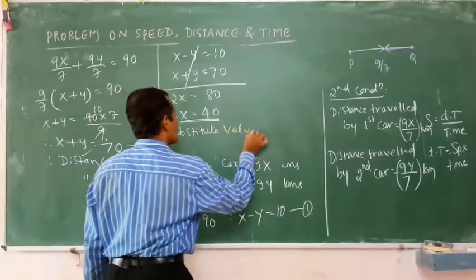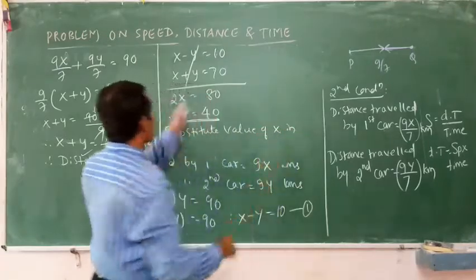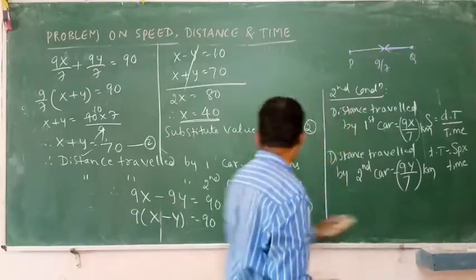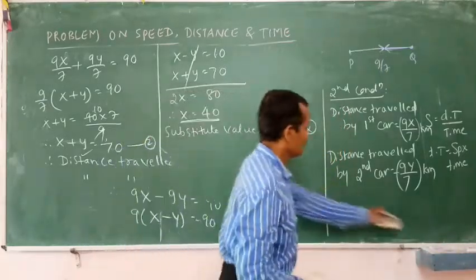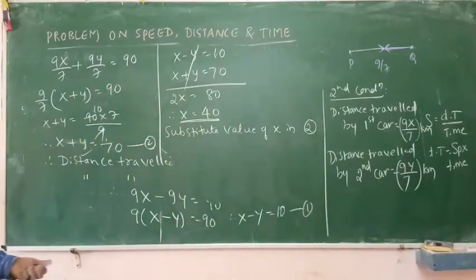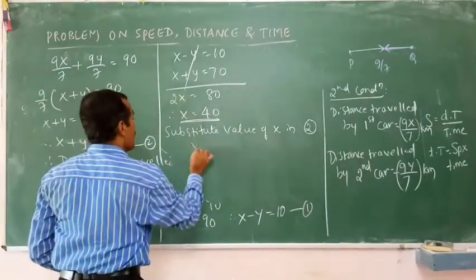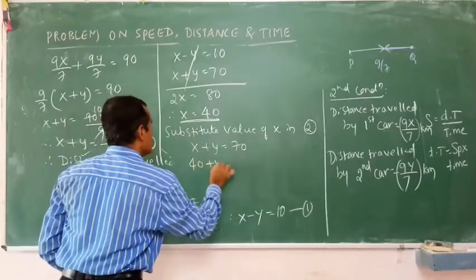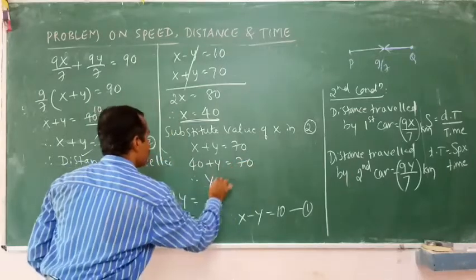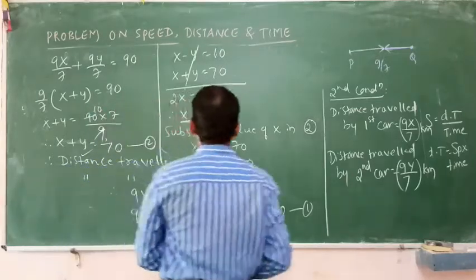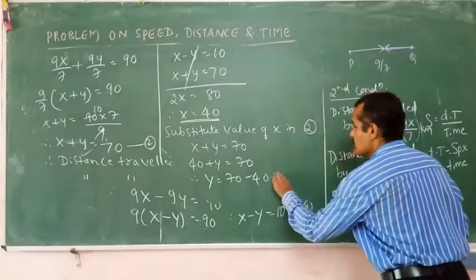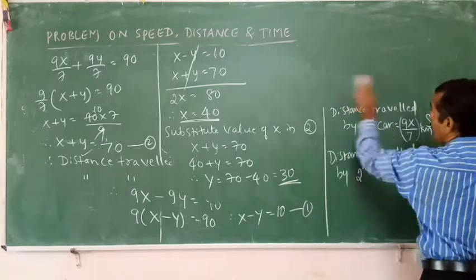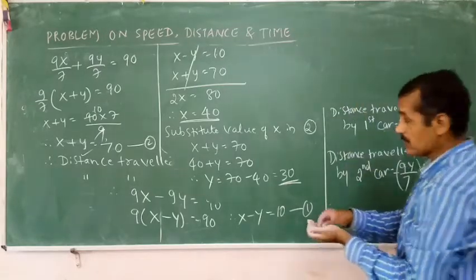Substitute the value of x in any one of the equations. Like in equation 2, I will substitute. In equation 2, what can I write? I can write x plus y is equal to 70. x means 40. 40 plus y is equal to 70. Therefore, y is equal to 70 minus 40, which is equal to 30. So, you got the value of x, you got the value of y, and you can write up your answer.